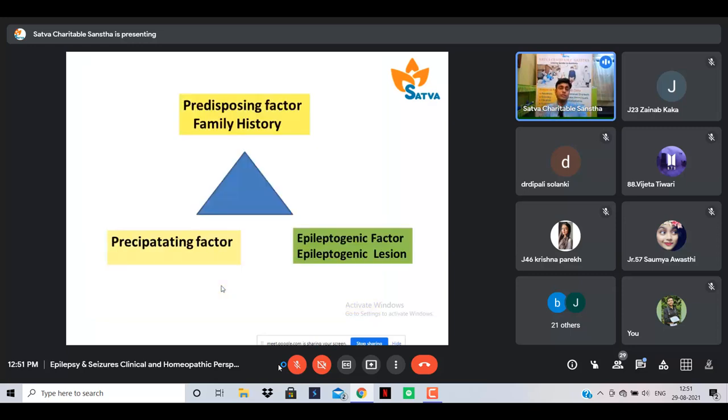So according to the understanding of miasm, we have to understand the predisposing causes, or predisposing miasmatic factors, and any abnormalities in the near past. For example, a person with an infection can also get a convulsion, like meningitis or tuberculosis meningitis, or a person who has cerebral malaria can get high grade fever and convulsions. Or any precipitating factors or modalities, and then epileptogenic factors and lesions. Epileptogenic factors means like trauma, and lesions means any tumor, any scar, any calcification, like neurocysticercosis or something like that.